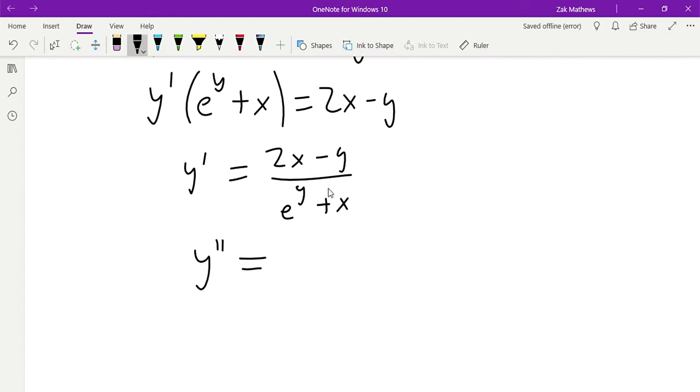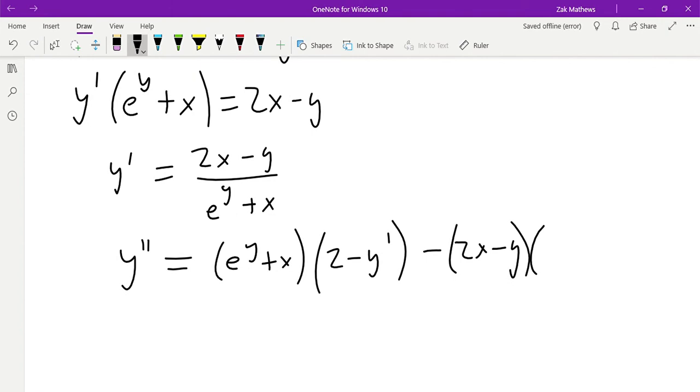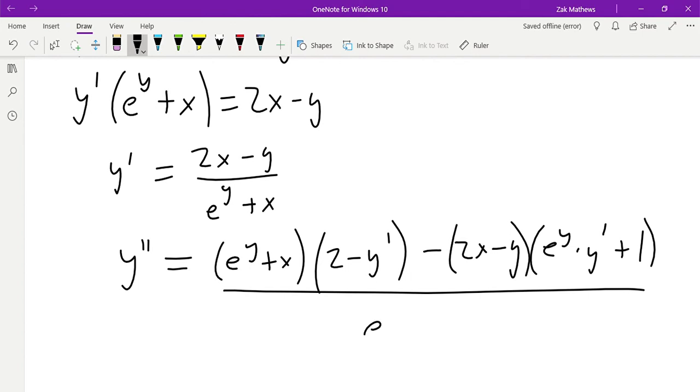We know that we take the denominator and we leave it. And then we have to take the derivative of the numerator, which will be 2 minus y prime. And then we're going to subtract from that. I'm going to leave the numerator, leave the top. I take the derivative of the bottom, which will be e to the y times y prime, because we have to do the derivative of the inside. And then the derivative of x is just 1. This is all over e to the y plus x. And there we have an equation for the second derivative.